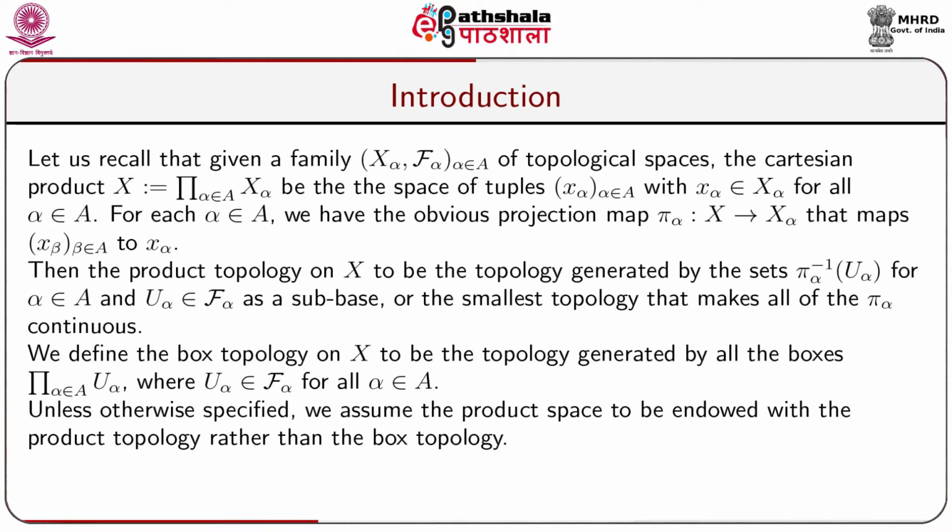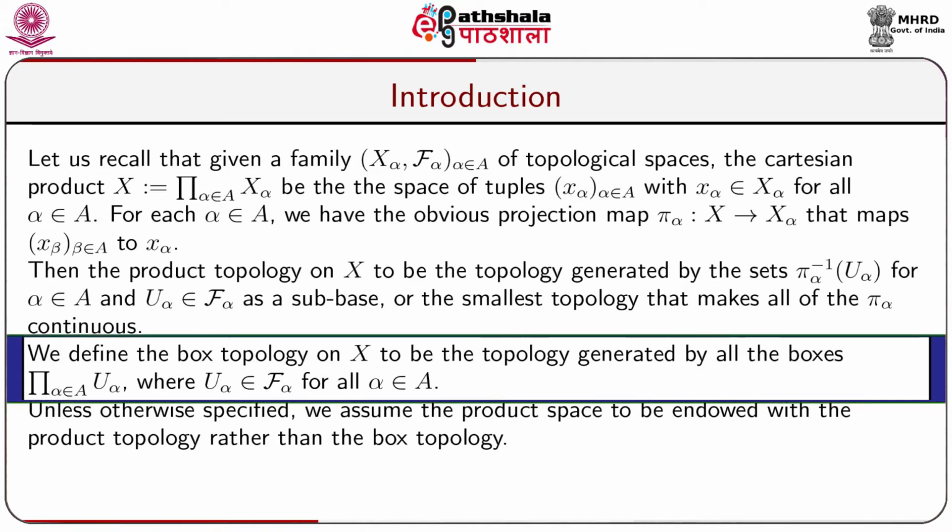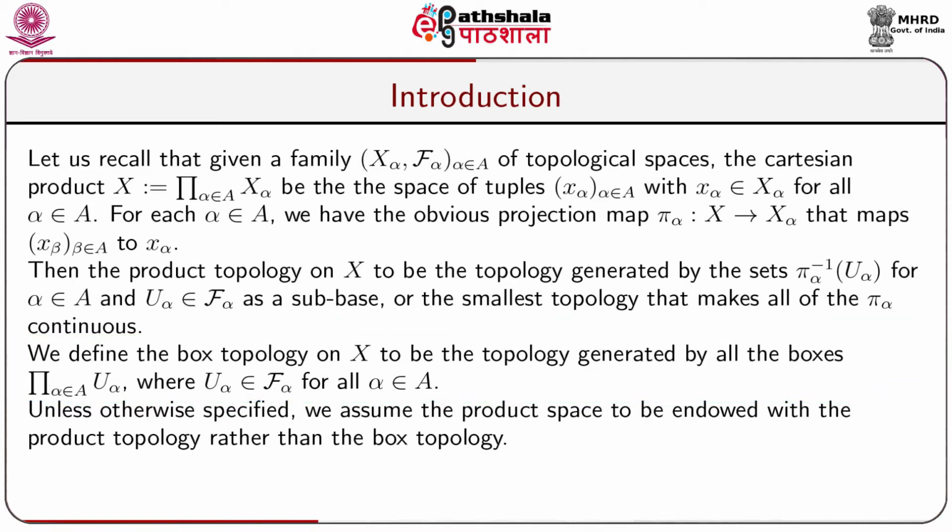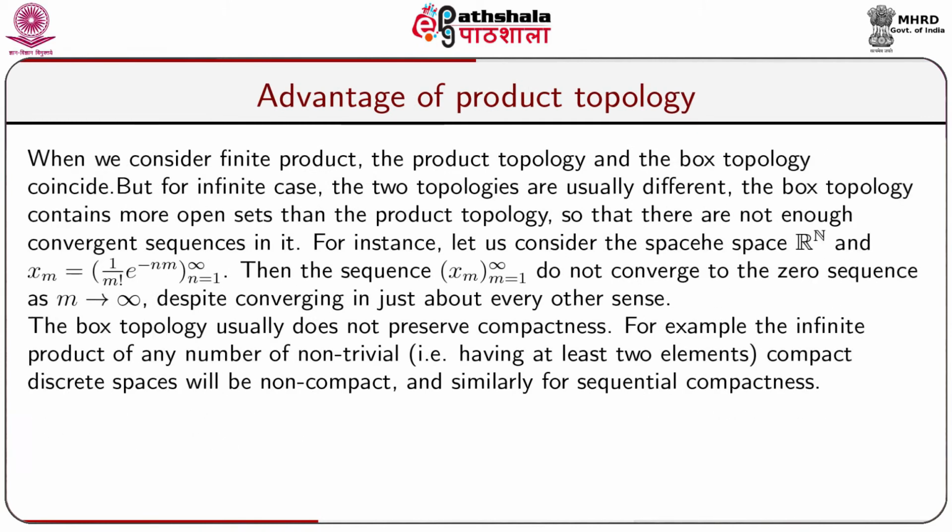In this connection, let us recall the definition of box topology. Box topology in fact consists of basic open sets of the rectangular form. That means a basic open set of box topology is of the form product of U_alpha, where alpha belongs to Gamma. But unless otherwise stated, we always consider product topology. In fact, box topology is too large to consider.